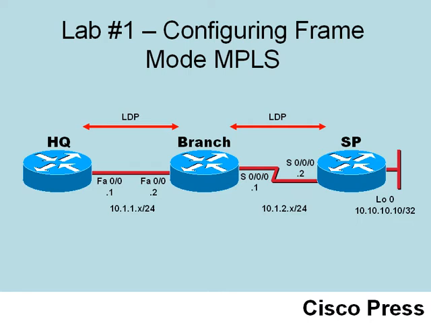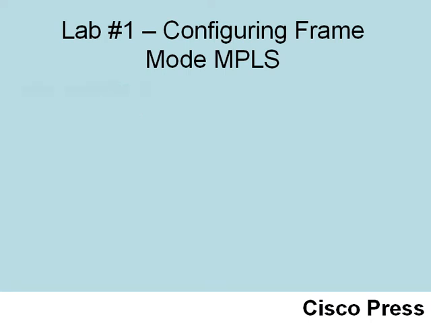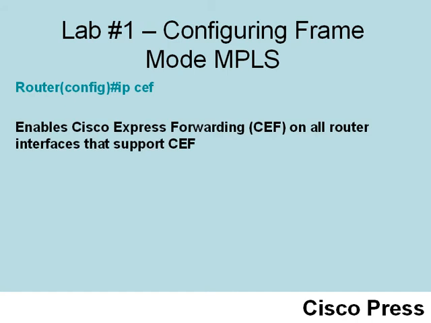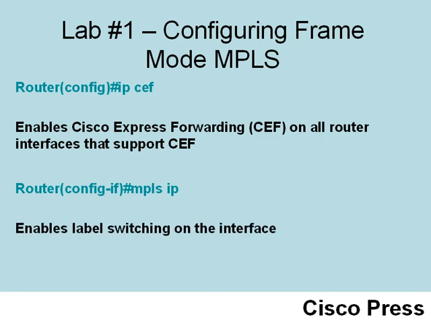Let's check out the syntax we'll be using. First up, in global configuration mode, we want to enable IP CEF, Cisco Express Forwarding, for the router. We do that with the command ip cef. Then we go into interface configuration mode and enable MPLS label switching on that interface with the command mpls ip.